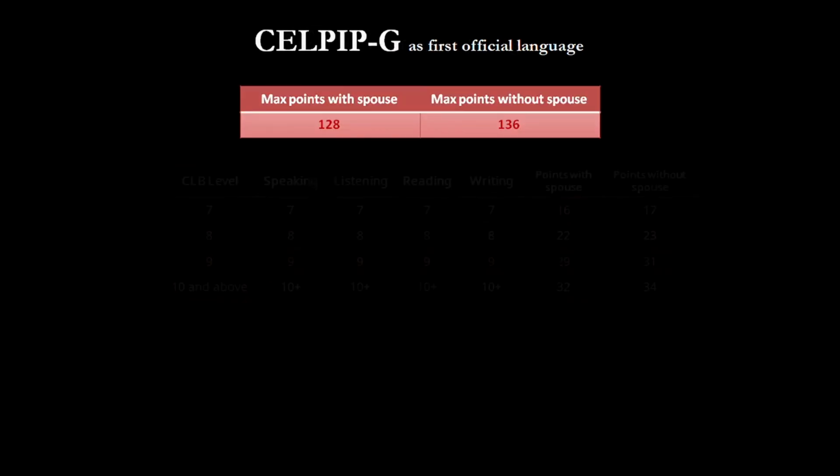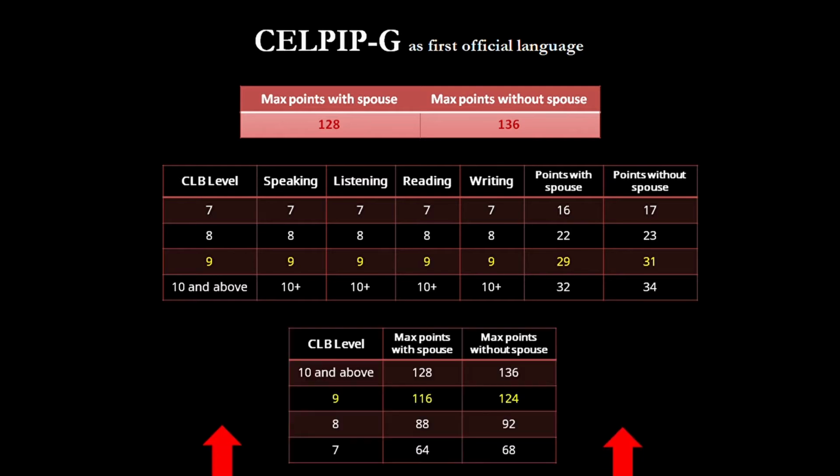The same is the case with self-tip as well. I'll give you the scores which you need to obtain in order to obtain CLB 9 or above.